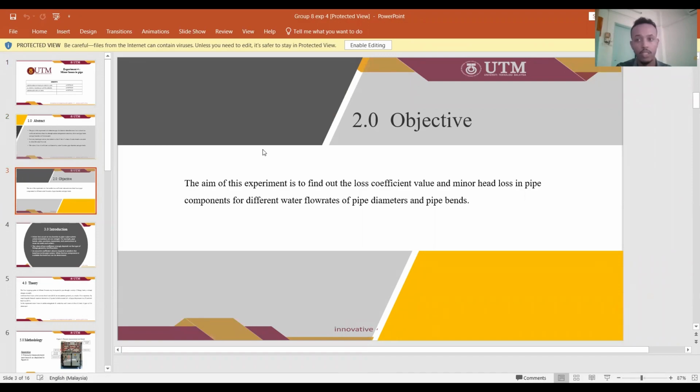The main objective of this experiment is to find out the loss coefficient value and minor head loss in pipe components for different water flow rates, pipe diameters, and pipe bends.